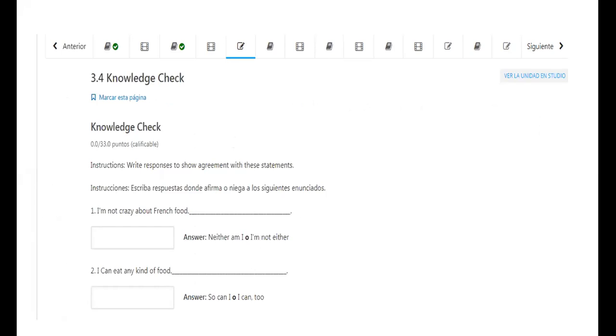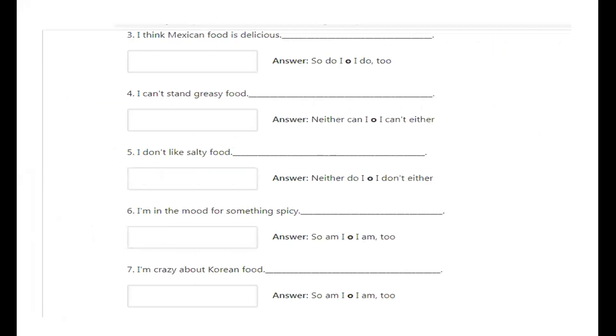Yes. Okay, I am not crazy about the French food. The answer, neither am I or I'm not either. I can eat any kind of food. The answer, so can I. I can too. I think Mexican food is delicious. Answer, so do I. I do too. I can't stand greasy food. Neither can I, or I can't either.